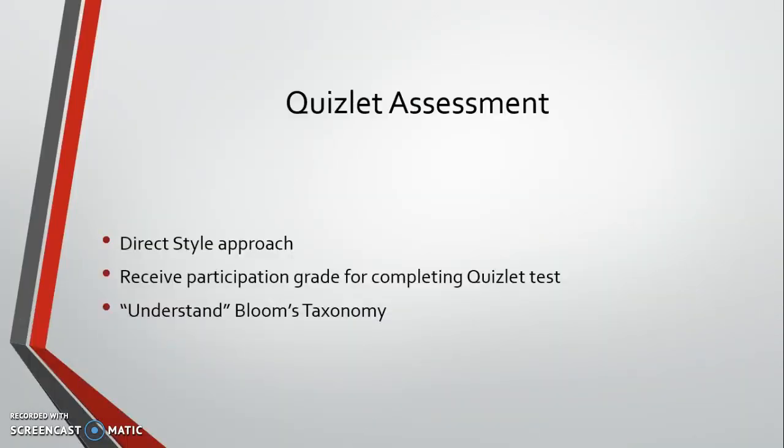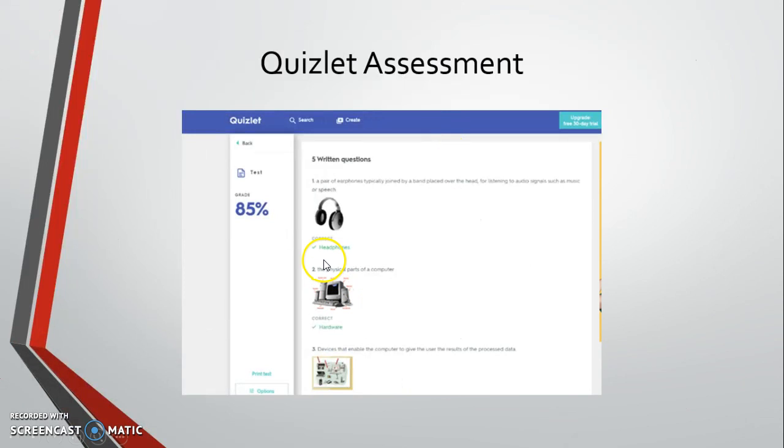The first of two types of assessment was the Quizlet assessment. This, as stated, was using a direct style approach in which students would receive a participation grade based on if they completed the test or not. This would show the understand level of Bloom's taxonomy. As you can see right here, here's an example of the answers to the Quizlet questions. This student received an 85, but they were given full credit for participation as it was used as a pre-assessment.